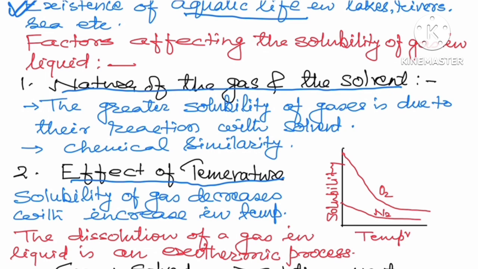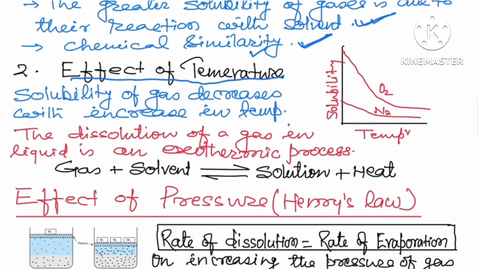So what is Henry's law? That is the effect of pressure on the solubility of a gas in liquid. According to Henry, the statement is: the mass of a gas dissolved in a given volume of a liquid at constant temperature is directly proportional to the pressure of the gas in equilibrium.